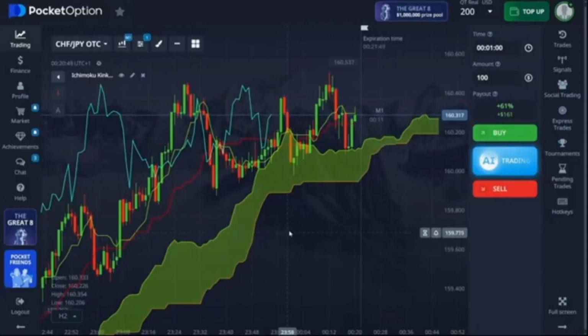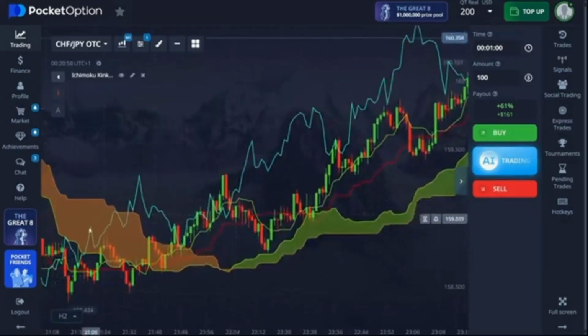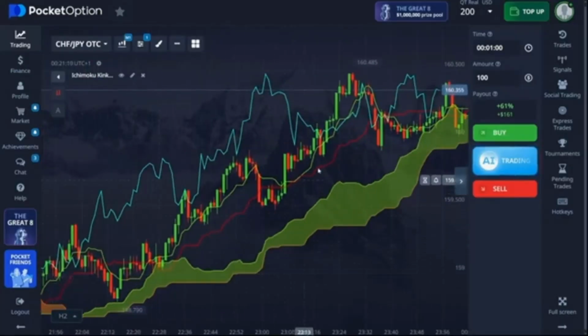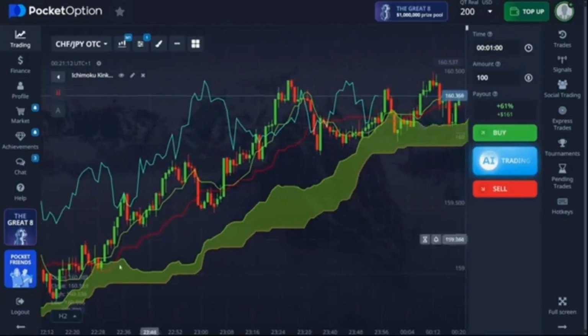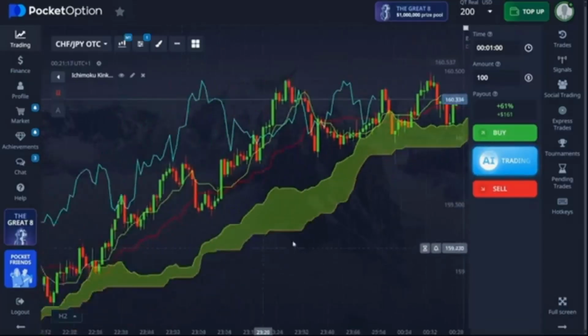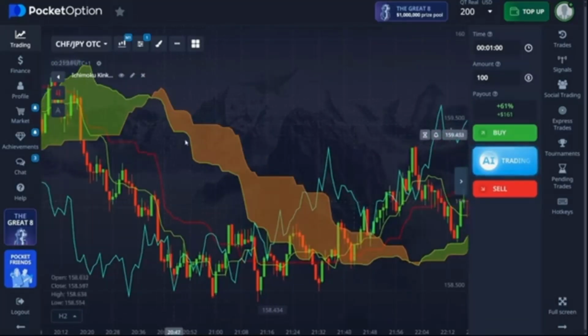Let's look at the chart. The colored area is called the Kumo cloud. A green cloud with the price above it means we have a bullish trend. For example, here we see price rising, green cloud below, and price above. If the cloud is red and the price is below it, it's a bearish trend.